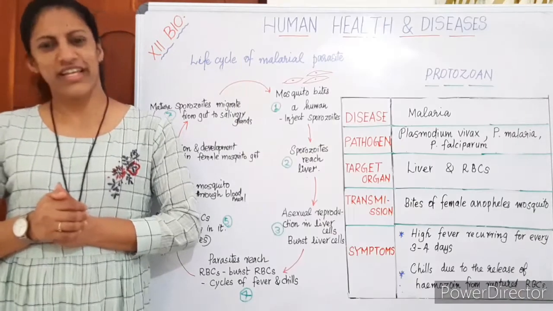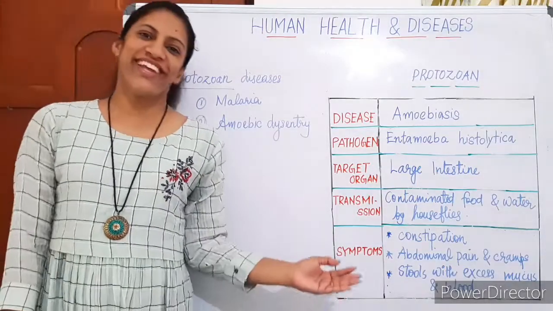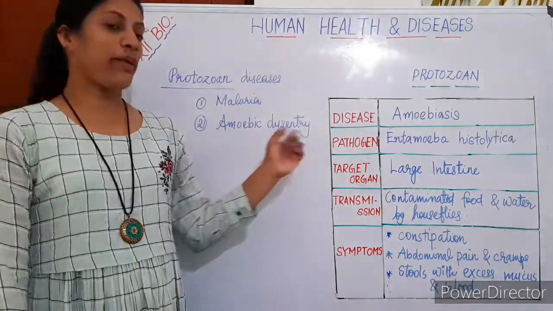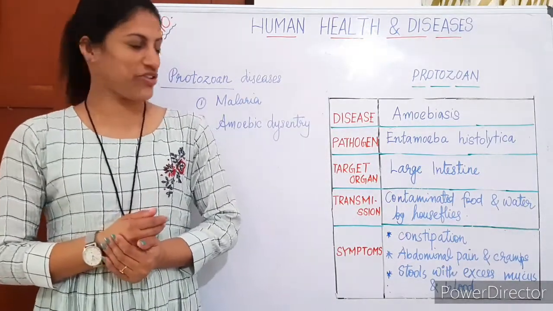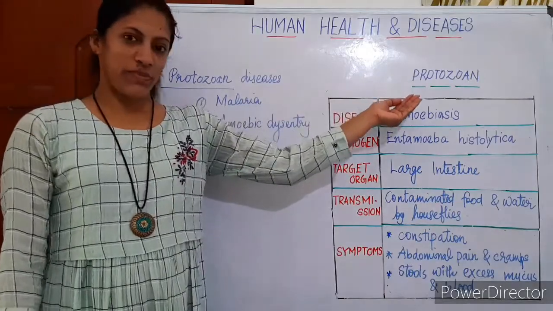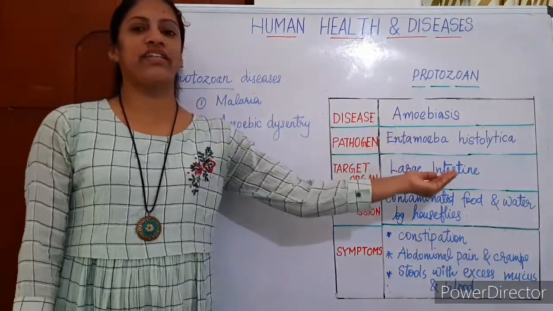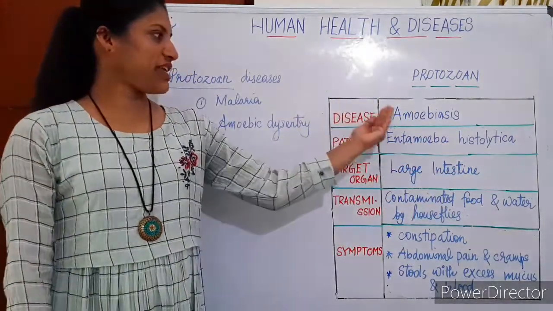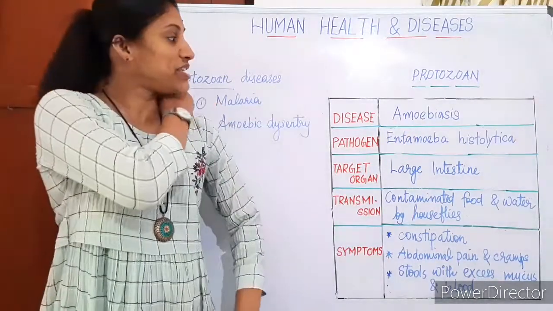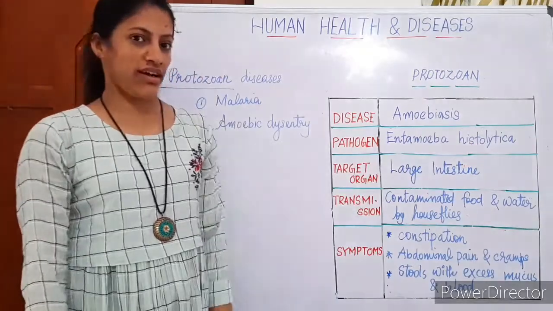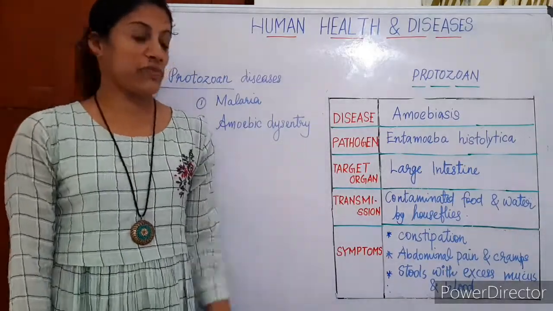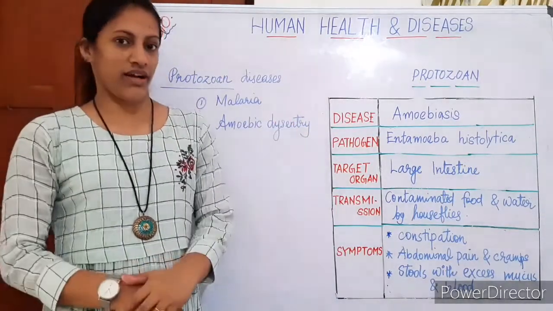Easy? So, the next protozoan disease, amoebic dysentery, also called amoebiasis. It is caused by the protozoan Entamoeba histolytica. Disease name is amoebiasis. It is caused by the pathogen Entamoeba histolytica. Note down the spellings, and the species name is histolytica.